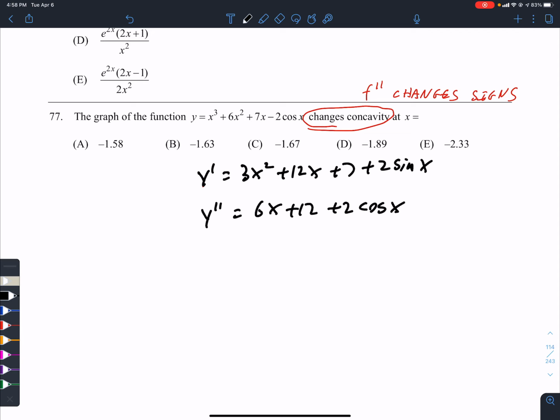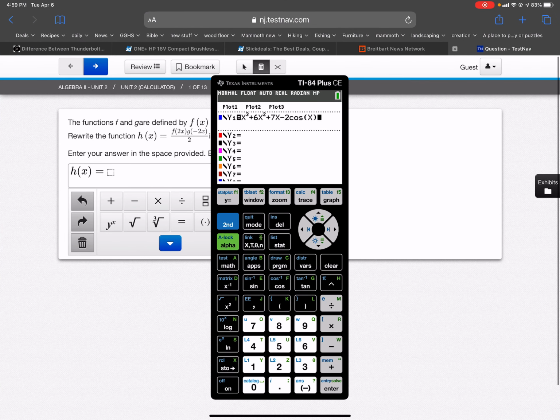And notice also that all the answers are between negative 1.58 and negative 2.33. So on my x, I could go from negative 3 all the way up to negative 1. And that would cover all those numbers. So that's going to be my window setting. But let me go over to the calculator. I've already punched in the function there. But let me show you what you could do.